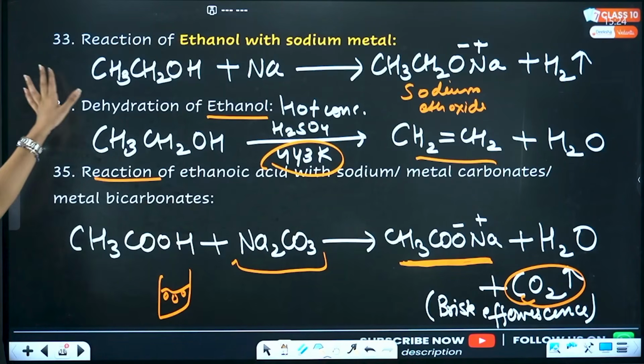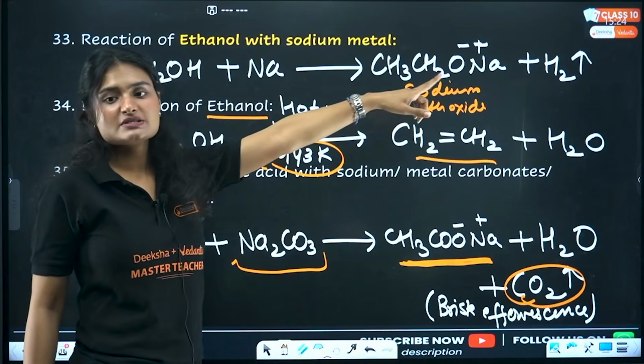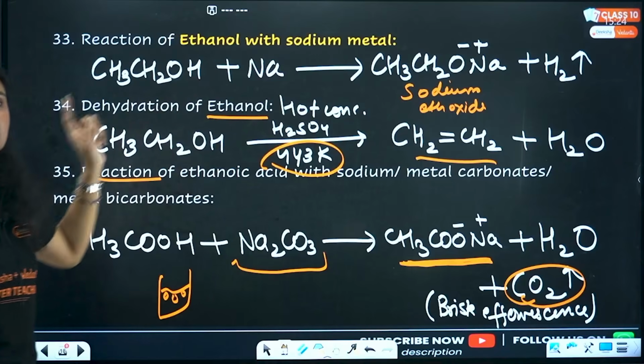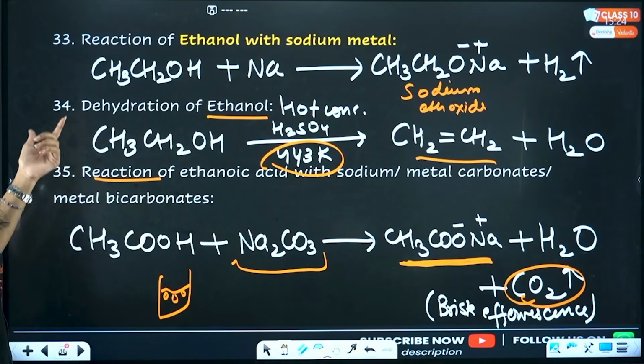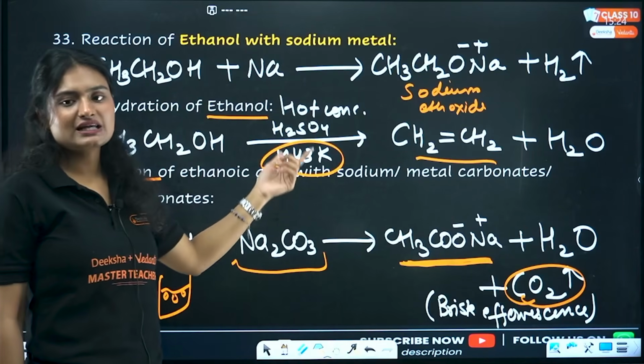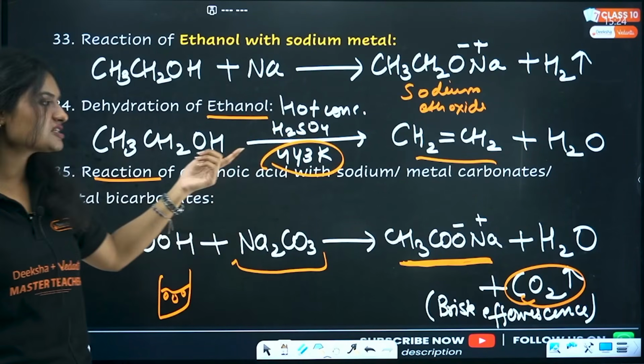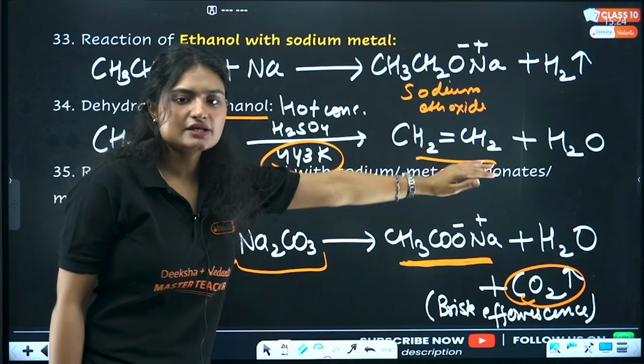Next is ethanol reaction with sodium. We get sodium ethoxide plus hydrogen gas evolved. This is a test for ethanol. Then you have dehydration of ethanol, which is if you heat ethanol at around 443 Kelvin in the presence of hot concentrated sulfuric acid, we get ethene and water.